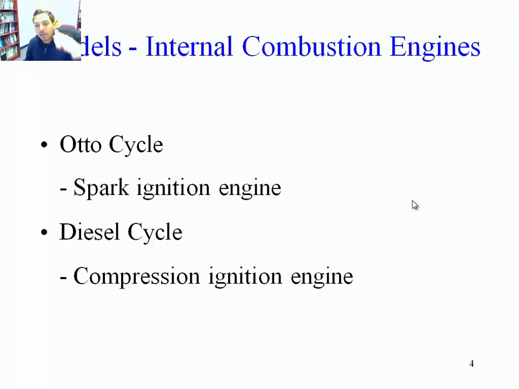In the Otto cycle, the air and fuel mixture is compressed, and then there's a spark that triggers the combustion process. In the diesel cycle, compression takes place at a higher proportion to generate enough temperature so that then you inject the fuel, mix it with the air, and then combustion takes place spontaneously without the trigger of a spark.